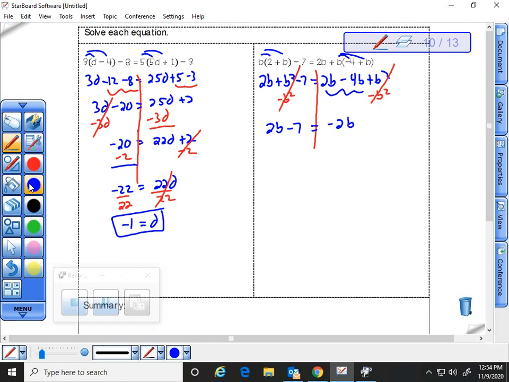Alright, at this point, I would actually subtract 2b from both sides. Now, I don't like to have negatives, but in this case, it gets the minus 4b on one side by itself. So divide by negative 4. You get 7 fourths, positive 7 fourths equals b.